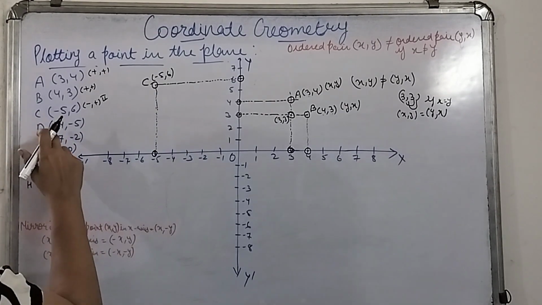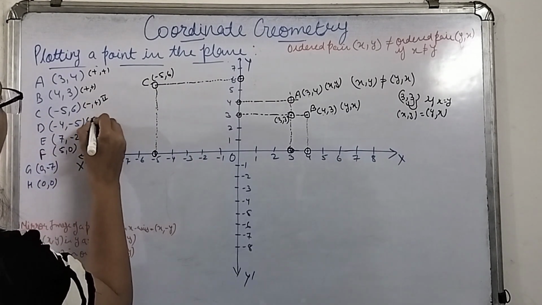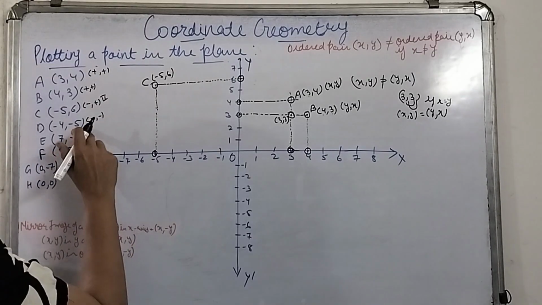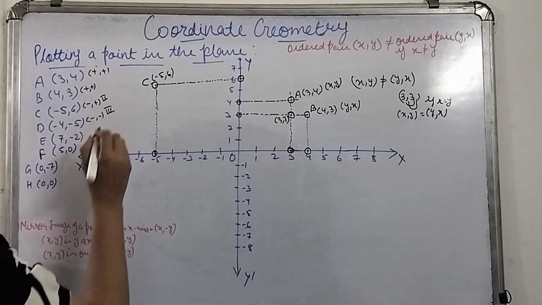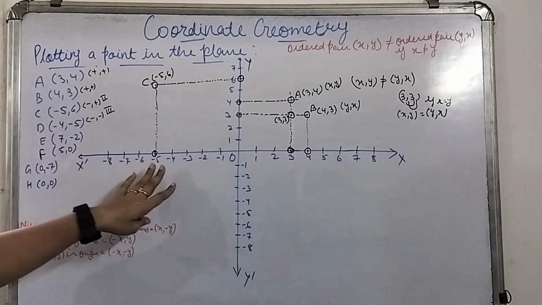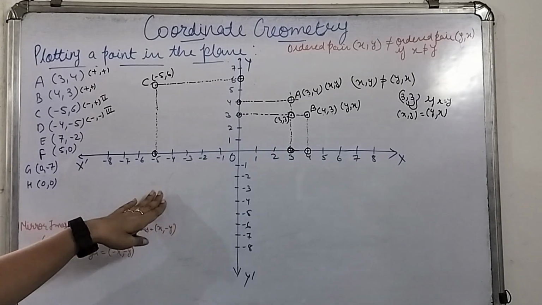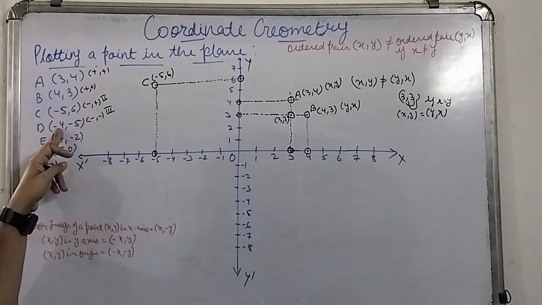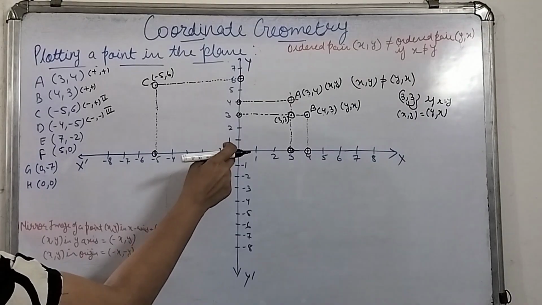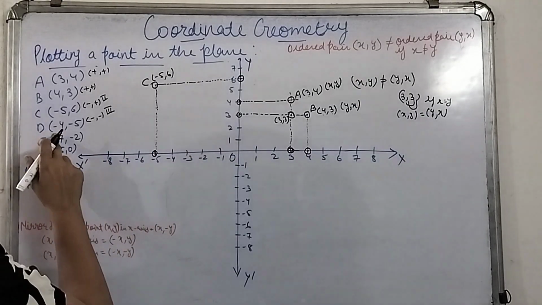Now see the point D, its coordinate is (-4, -5). Just now we have seen if the form of the point is (minus, minus), then this type of point will lie in the third quadrant. That means the point will lie in the third quadrant somewhere here. Now the x coordinate is -4. So this is your minus x direction, so -4 is here.